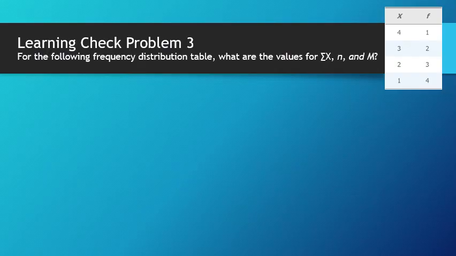Here's your final learning check problem. For the following frequency distribution table, what are the values for summation of x, n, and M? Pause the video while you work your problem.